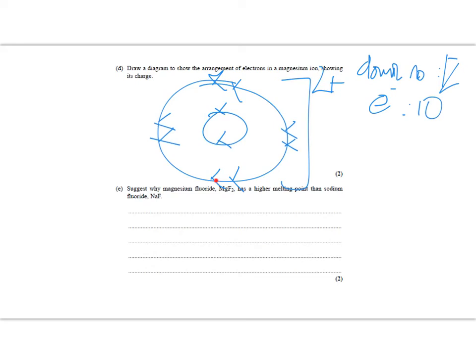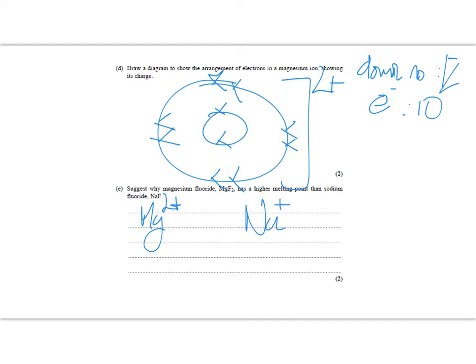Now, I really like this question. Why does magnesium fluoride have a higher melting point than sodium fluoride? And it's all to do with, obviously, the difference between magnesium and sodium in this compound. While magnesium forms Mg2+ ions, as we've already discussed, sodium forms Na+.